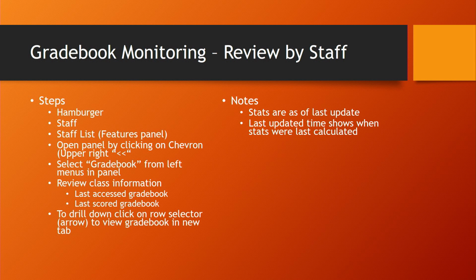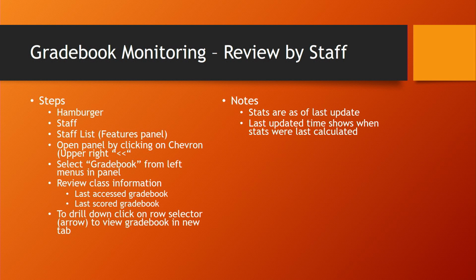All right, so we're going to go to the hamburger. We're going to click on staff, then go to the staff list in the features panel. We'll open up another panel by clicking on the chevron on the upper right. Then we're going to click Gradebook from the left-hand side menu within the panel. We'll review our class information. We're going to see when they last accessed the gradebook and when they last scored the gradebook. We also have a column that says when was the last time we updated the statistics for this gradebook. And I'll show you how you can drill down to actually see the gradebook, just like we did in the other demo.